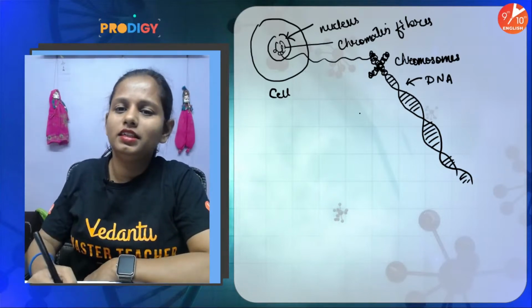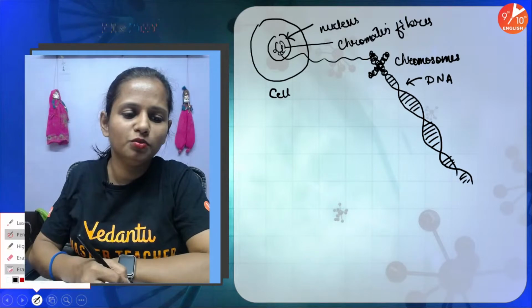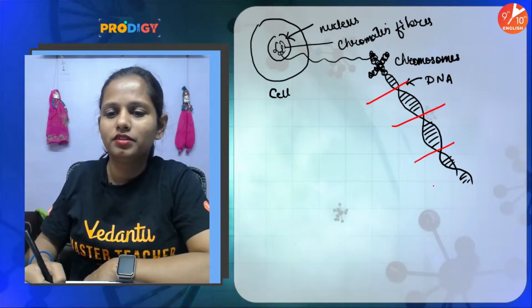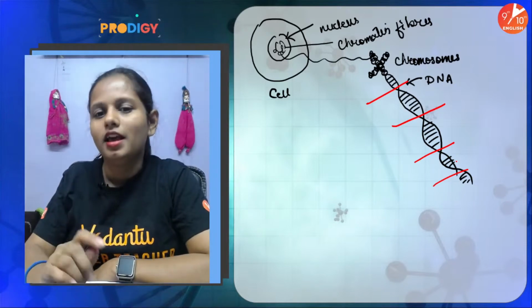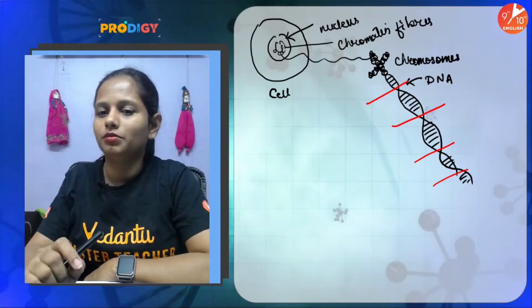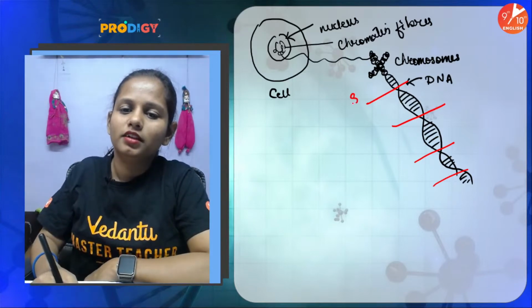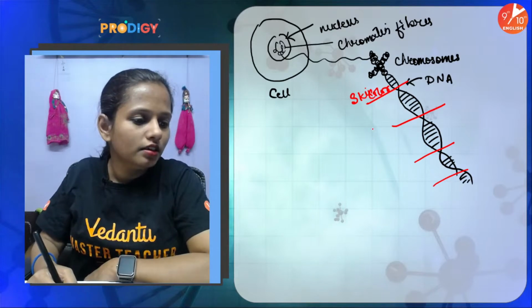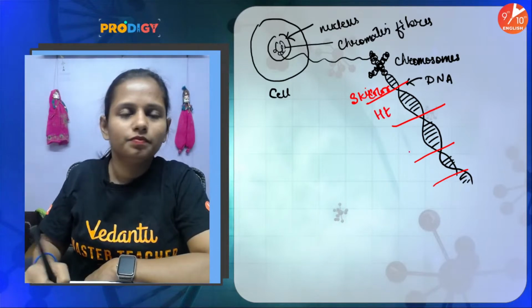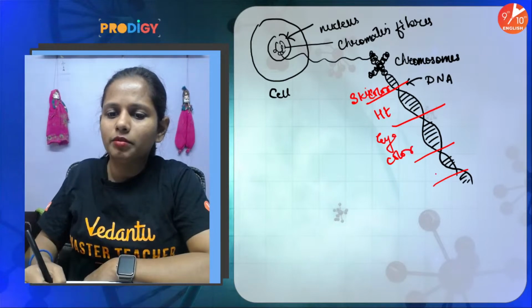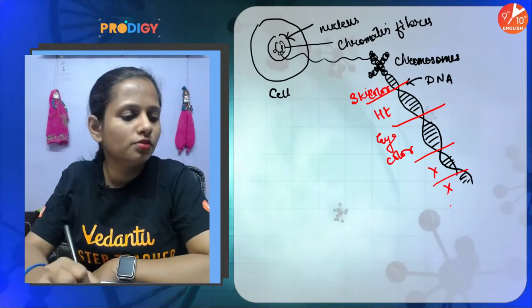Now guys, this DNA has numerous segments, okay? For example, segment 1, segment 2, segment 3, segment 4, there are numerous segments. And each segment of the DNA will do something. For example, segment 1 controls our skin color. Segment 2 might control height. Segment 3 might control your eye color. Now segment 4 is useless, segment 5 is also useless.